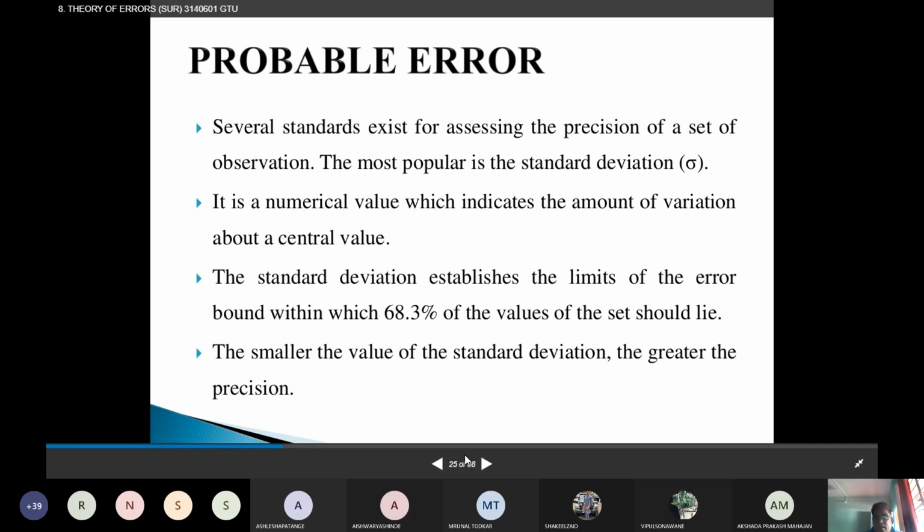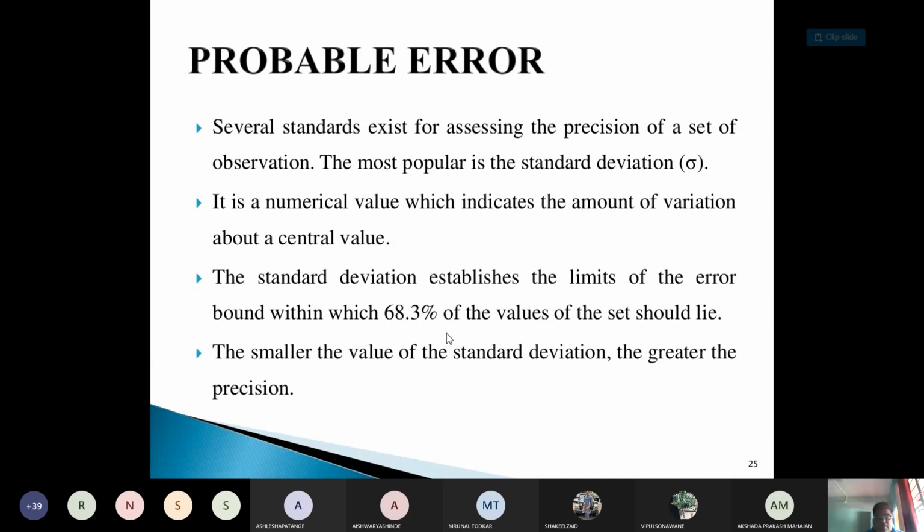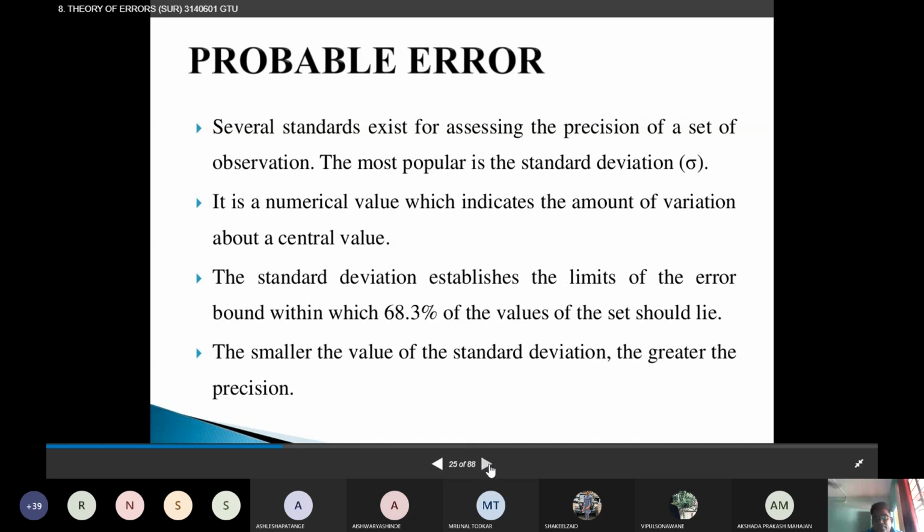So it is a numerical value which indicates the amount of variation about the central value, and the standard deviation establishes the limits of the error bounds within which 68.3% of the values of the set should lie, and the smaller the value of the standard deviation, the greater will be the precision.